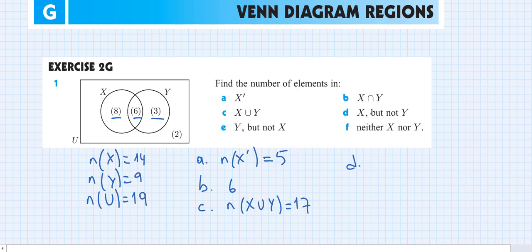Part D, X but not Y. So only X. In only X, we have only 8 elements. E, Y but not X, you have 3 elements here. And for F, neither X nor Y. So beyond their union. When you see this statement, neither X nor Y, it means the complement of A union B. So it's only 2 elements.